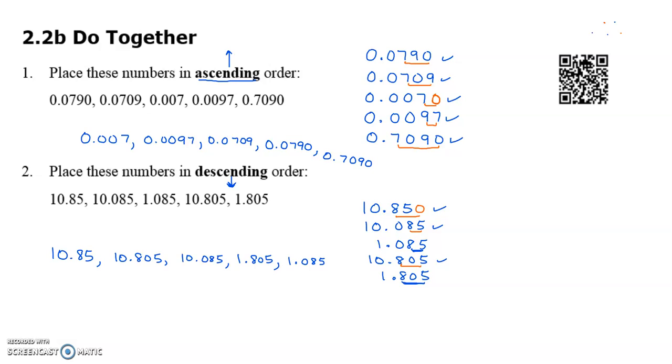So now you should be all set to go to exercise 2.2. You're going to be placing numbers in descending or ascending order, and then you're going to be comparing numbers using the greater than, less than, or equal signs.